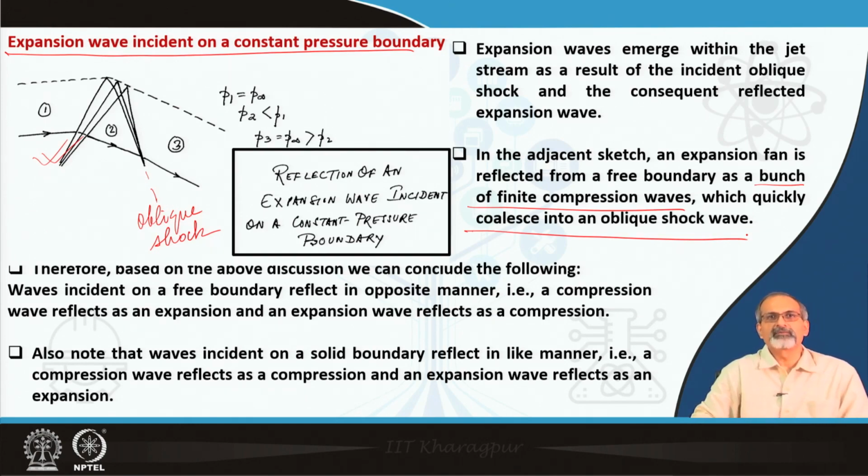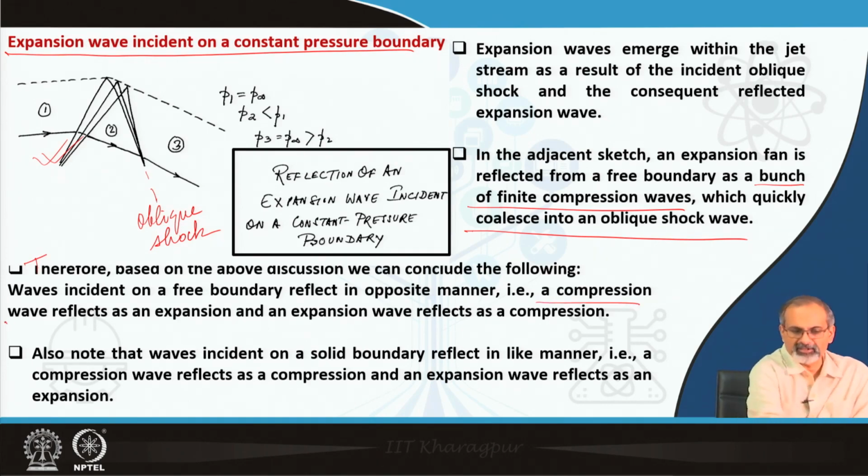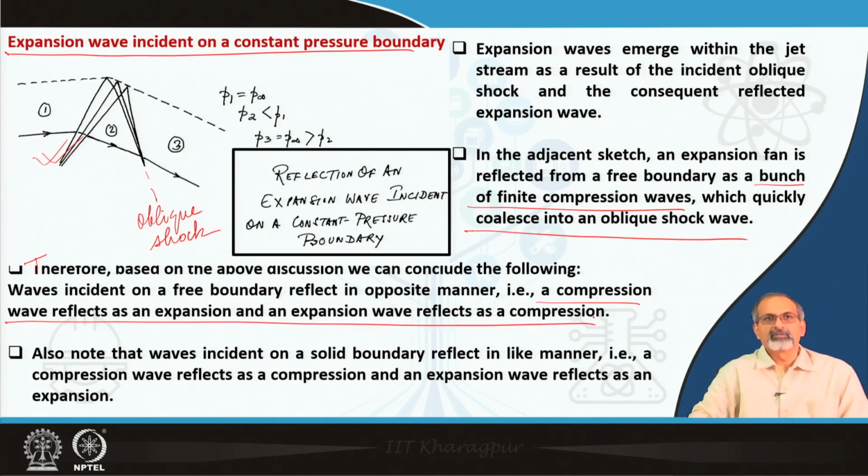Therefore, based on the above discussion, we can conclude the following: that waves incident on a free boundary reflect in opposite manner, that is, a compression wave reflects as an expansion and an expansion wave reflects as a compression. Also note and keep in mind that waves incident on a solid boundary would reflect in like manner.